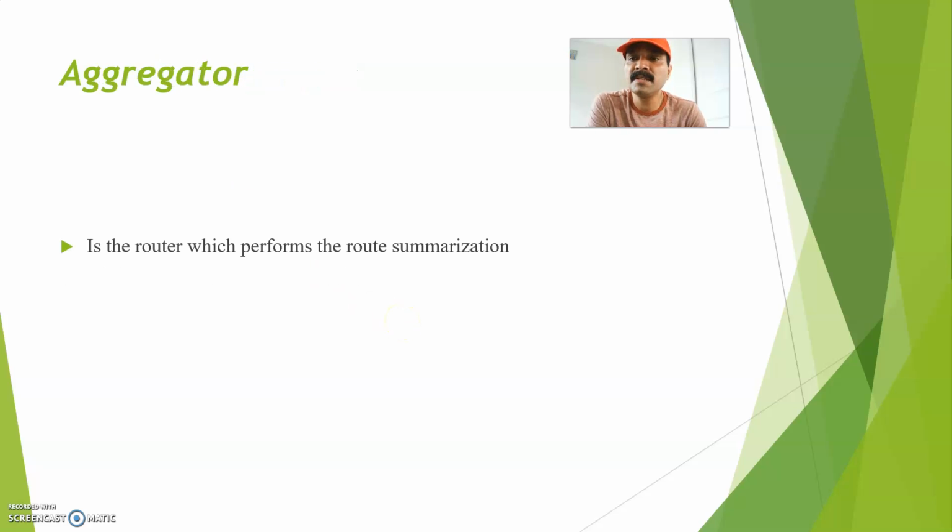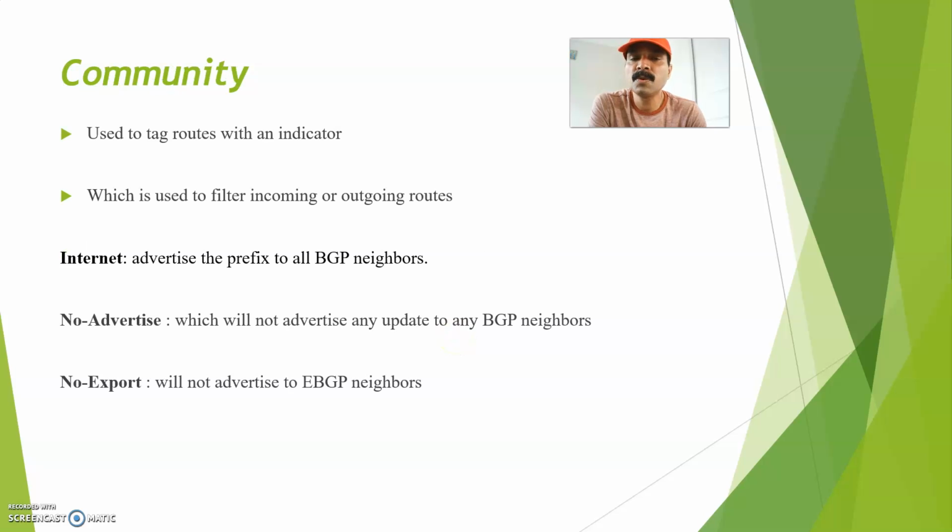So what is an aggregator? It is a router which performs route summarization or route aggregation. And what is the community attribute? Community is used to tag the routes with an indicator, and is also used for filtering the incoming or the outgoing routes. There are three types.